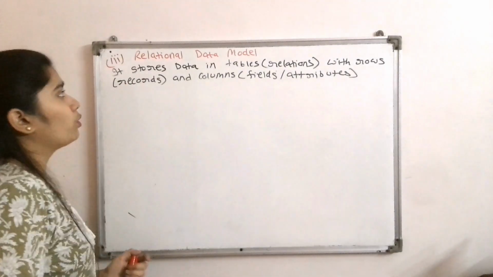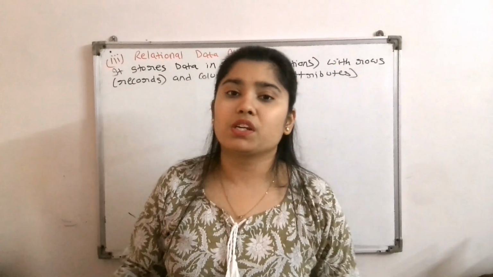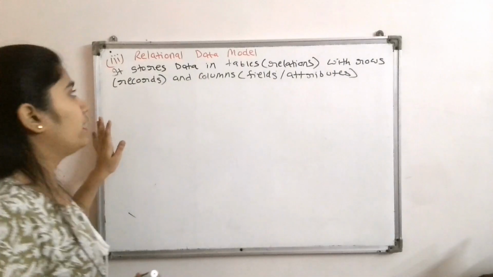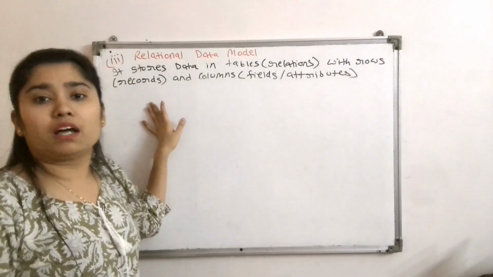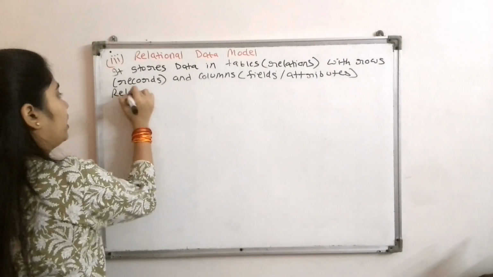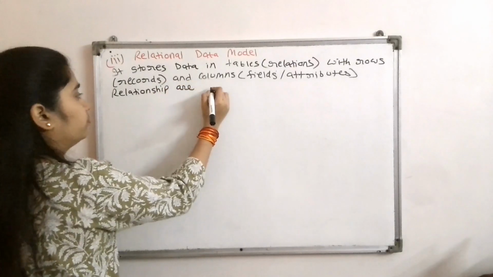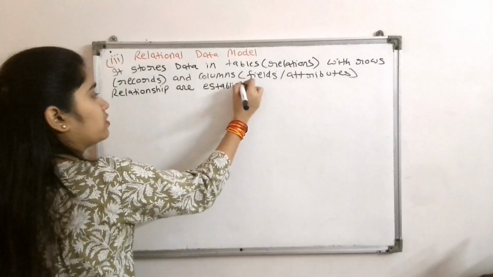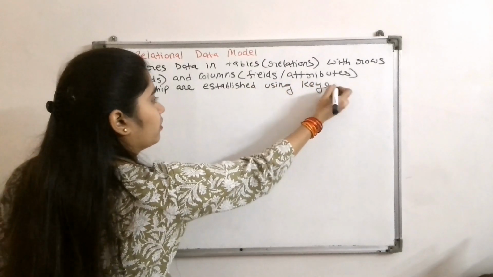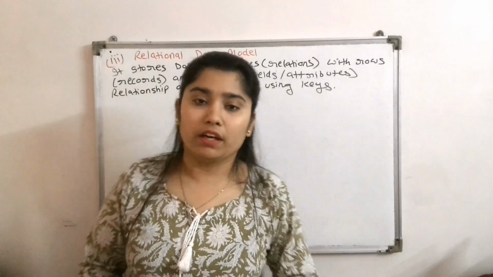Okay. I have already told you that the relational data model is a very widely used data model. So this data model is used in modern databases like MySQL or PostgreSQL. Okay. And here the relationships are built using keys. Now what are keys? We will study it later. Let's write it here. Relationships are established using keys.